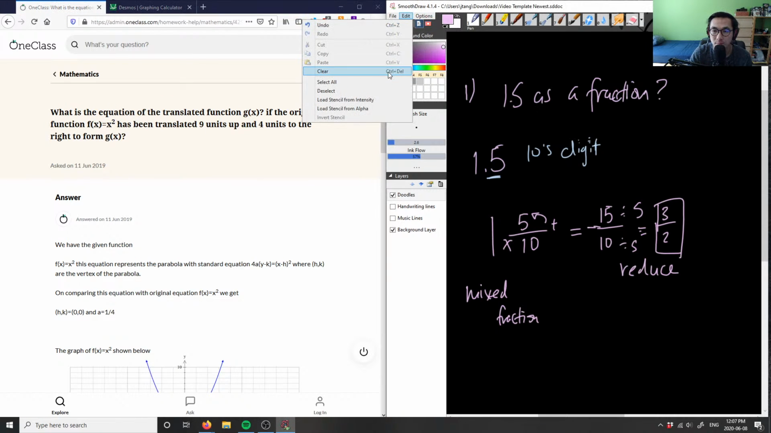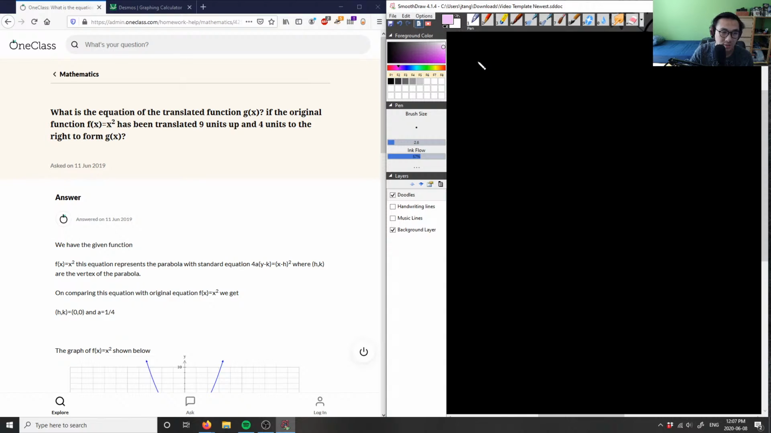Let's look at number 2. It's asking us, what is the equation of the translated function, if the original function is x squared, and it has been translated 9 units up and 4 units to the right to form g of x? So we're looking for the equation of the function.